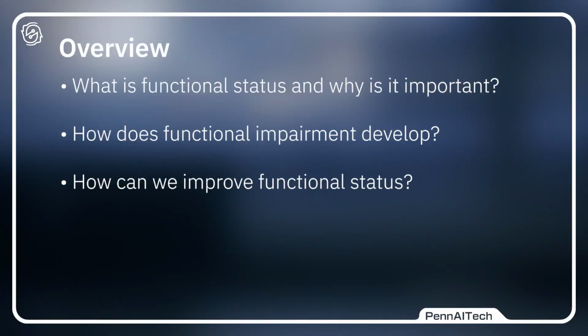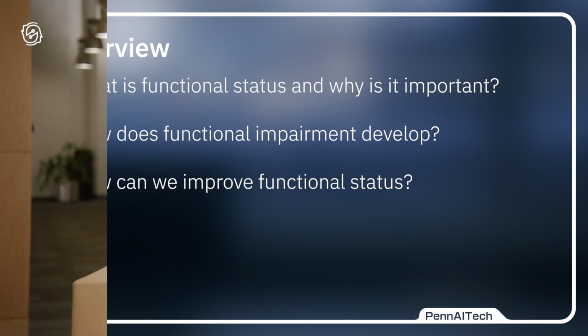I'm going to discuss three main topics today. The first is, what is functional status and why is it important? The second is, how does functional impairment develop? And the third is, how can we improve functional status among older adults? So before we launch in, I'd like to take a moment to define functional status.